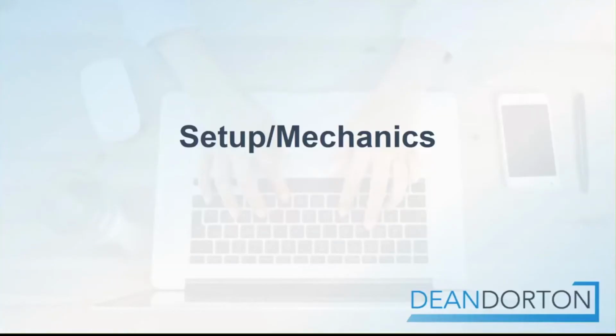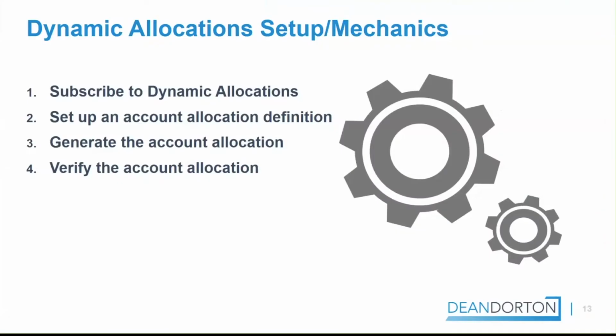So, the setup and mechanics of this module. There are 4 steps, and most of them are virtually no effort. The only step in the dynamic allocation setup process that does take some effort, and takes some design and careful thought, is step 2. But the first thing you do is subscribe to dynamic allocations, which is just subscribing to something in your subscription list.